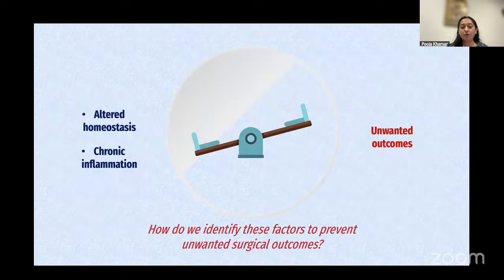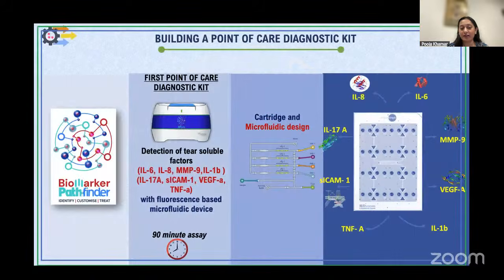So now we know that there's a lot of this inflammatory process going on, altered hemostasis, and that is what probably leads to unwanted outcomes. But how do we identify these factors? So I have been fortunate to be a part of the work where we've developed the BioM Pathfinder kit, where it is able to measure 8 biomarkers, both inflammatory and non-inflammatory. And it's an ELISA-based kit. So you can measure all of these 8 biomarkers. This is how the cartridge looks like.